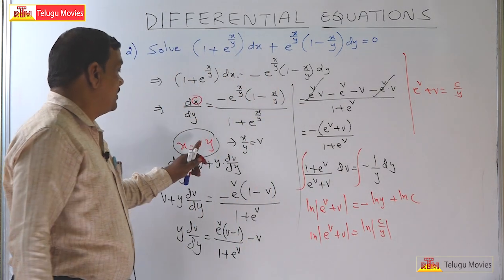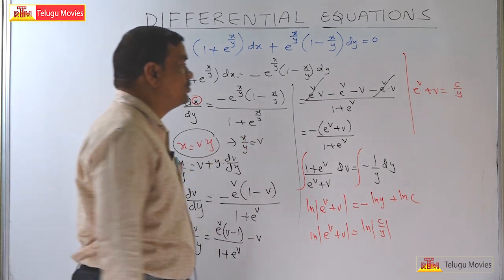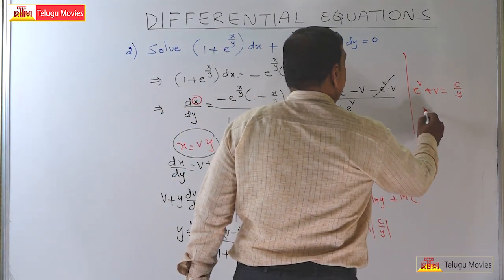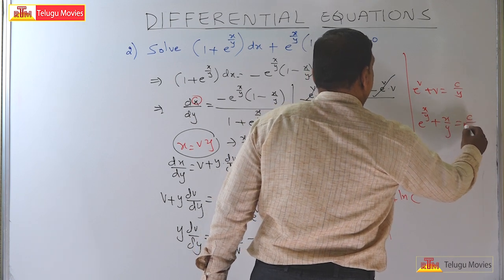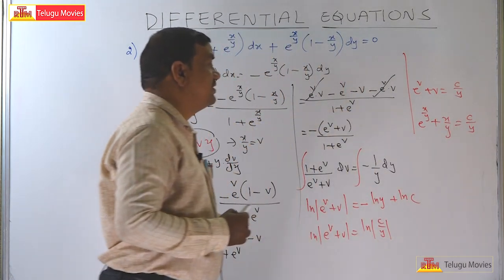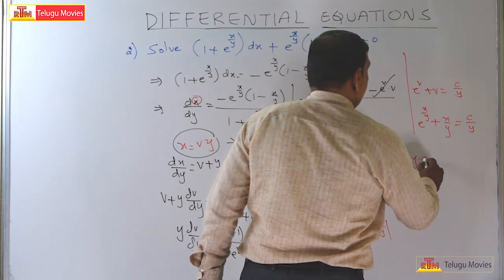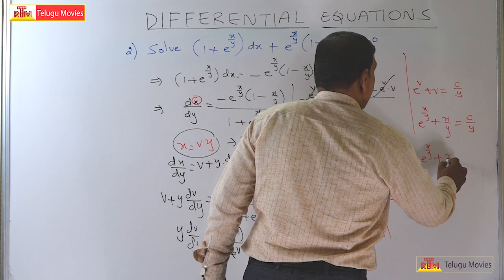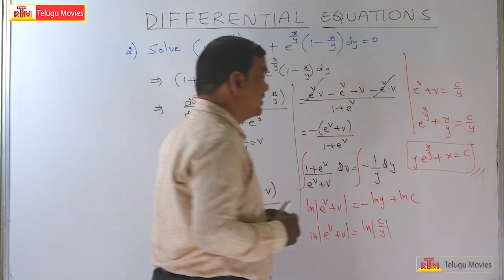What is v? v is nothing but x by y. So your final answer is e power x by y plus x by y is equal to c by y. You can multiply with y on both sides. So your final answer is y into e power x by y plus x is equal to c. So this will be your final answer.